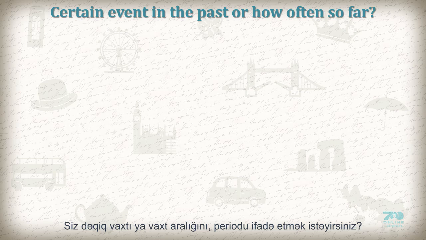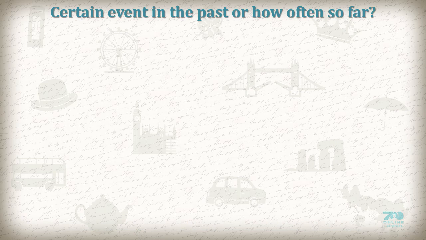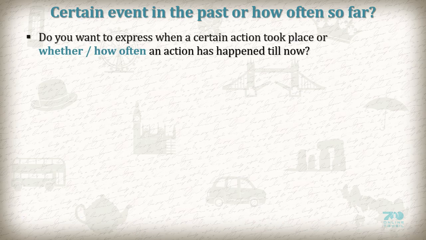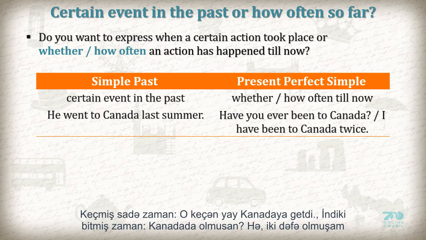Certain event in the past, or how often so far. Do you want to express when a certain action took place, or how often an action has happened till now? Simple past: certain event in the past. Example: He went to Canada last summer. Present perfect simple: whether, how often till now. Example: Have you ever been to Canada? I have been to Canada twice.